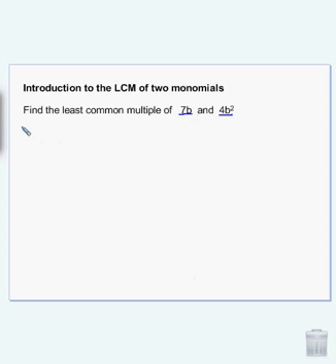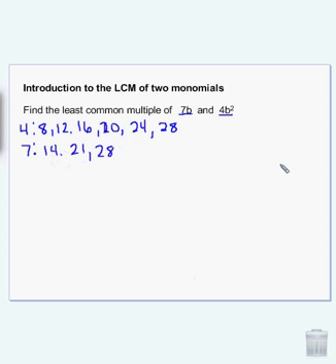There are two methods. The first method involves listing all of our multiples. I'm going to start with our numbers. Well, 4 times 1 is 4, 4 times 2 is 8, 4 times 3 is 12, 4 times 4 is 16, 4 times 5 is 20, 4 times 6 is 24, 4 times 7 is 28. Multiples of 7, we get 14, 21, 28. Whenever we find that first match, that is our least common multiple. So we know we're going to have a 28.